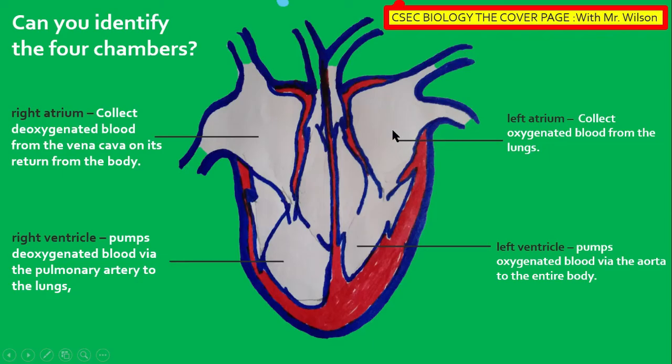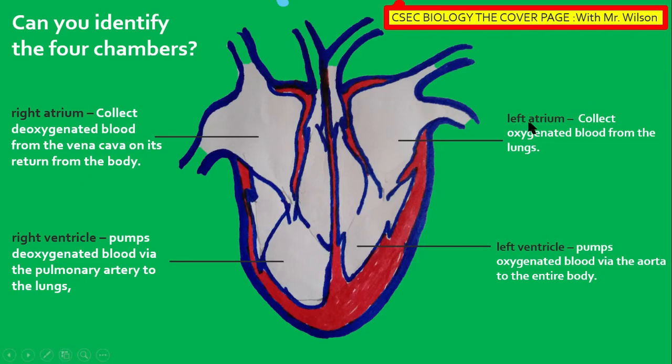I want you to remember that at all times you should be able to label the left side versus the right side, the atrium versus the ventricle, the left atrium versus the left ventricle, the right atrium versus the left atrium. Please ensure that you're able to do that for your exam.